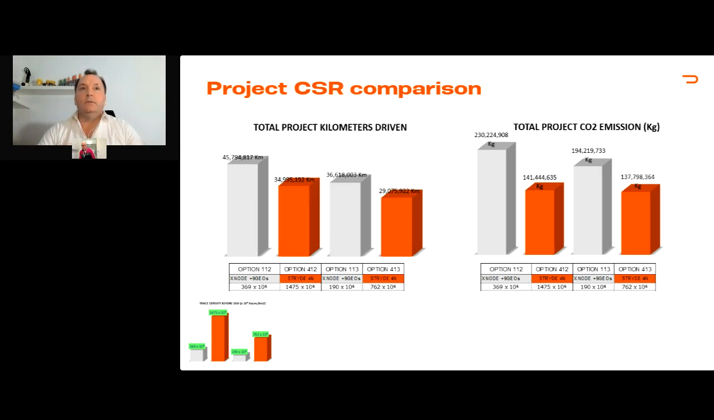CSR element, KPI, kilometer driven. Once again, the highest risk of your program in terms of HSE is significantly reduced because you go faster. So the program duration is a lot less. CO2 emission is drastically reduced for the node scenario compared to cable.